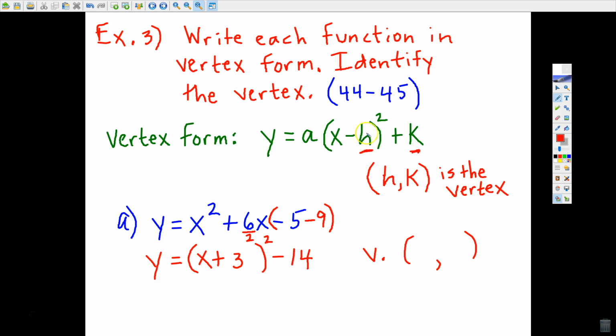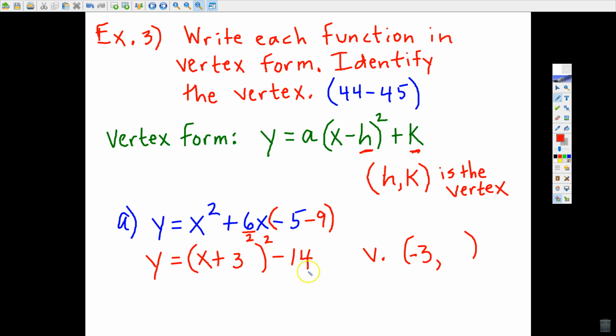Because if you look at our green vertex form, to make this become plus, then that means H, which represents the horizontal movement, must have been -3, right? If you subtract -3, don't you get +3? So the vertex, the x-coordinate, is going to be -3. Got to be careful there again because it's always the opposite of the way it looks.